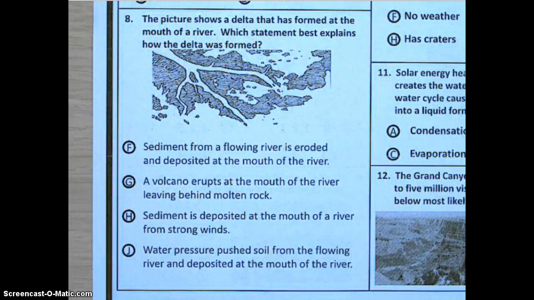Number 8. The picture shows a delta that has formed at the mouth of a river. Which statement best explains how the delta was formed? F, sediment from a flowing river is eroded and deposited at the mouth of the river. G, a volcano erupts at the mouth of the river, leaving behind molten rock. H, sediment is deposited at the mouth of a river from strong winds. J, water pressure pushed soil from the flowing river and deposited at the mouth of the river.